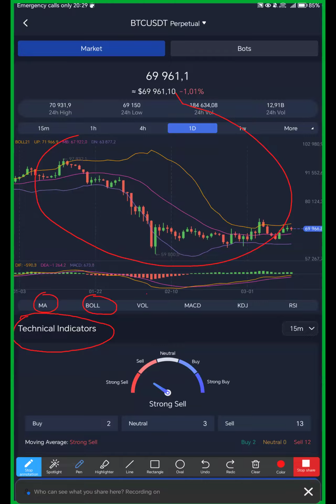We do have a volume indicator here. That's why it is showing volume. And we do have MACD. It is also another technical indicator. We do have the KDJ. It is also a technical indicator. We do have RSI. It is also a technical indicator. Now, out of these 6 indicators, can you see there are 6 of them?